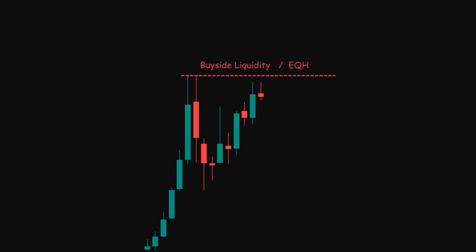Hopefully, this gives you a clear picture of how layering multiple timeframes, fair value gaps, dealing ranges, and liquidity pools can help you plan precise entries, stops, and targets.